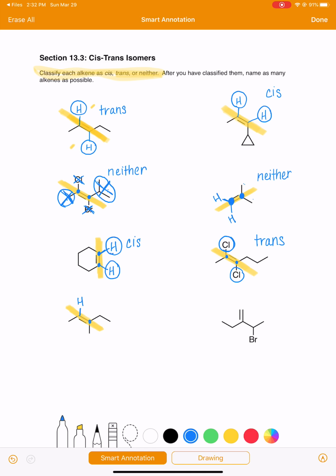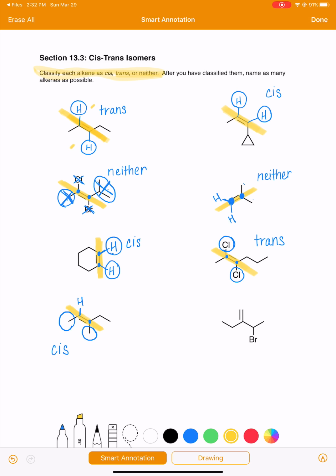Again, we are looking for something on the left that is also on the right. Our 1-carbon substituent, methyl, we have one on the left, one on the right. They're on the same side, so this molecule is cis.